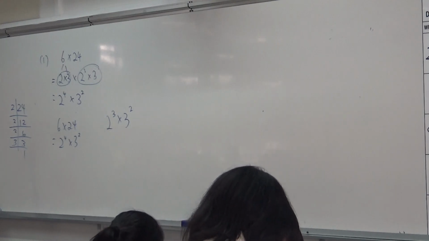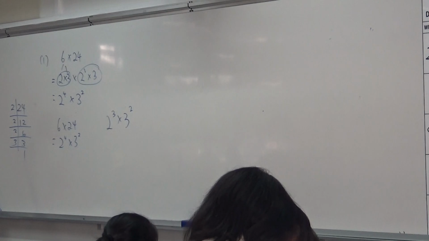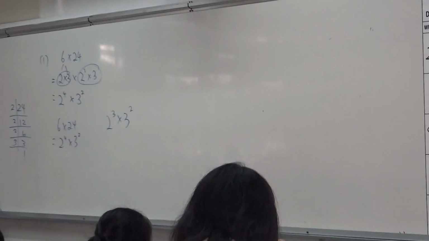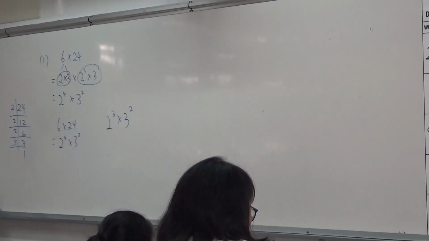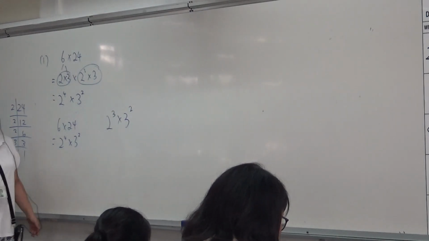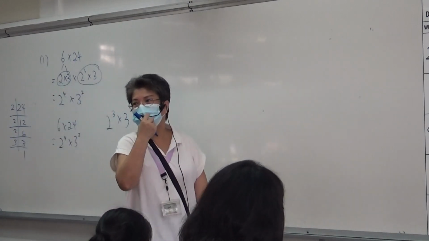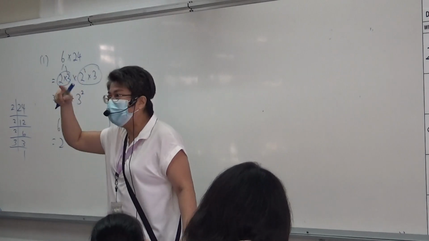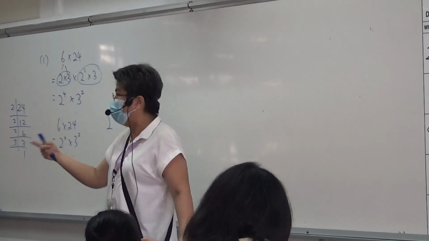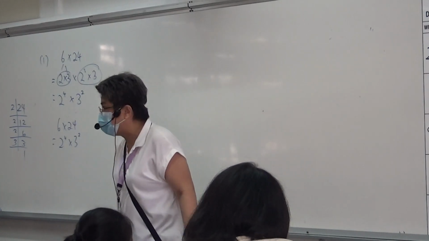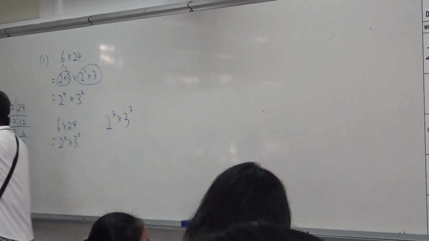Since the index, or you can say power, of each prime factor of 6 times 24 is even, then 6 times 24 is a perfect square. Are you clear now? Now, if I want to write even, what can I write? The powers are multiples of what? 2. Or you can say the powers are divisible by 2. Also can. Understand now? Not like I must say even numbers. Everybody okay? Are you clear with part 1?